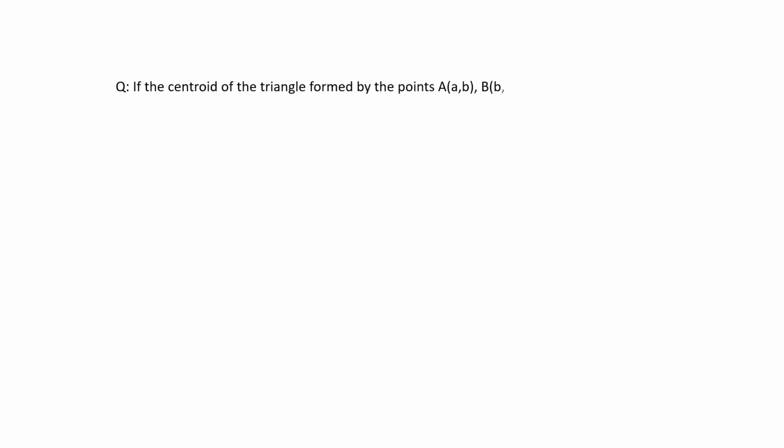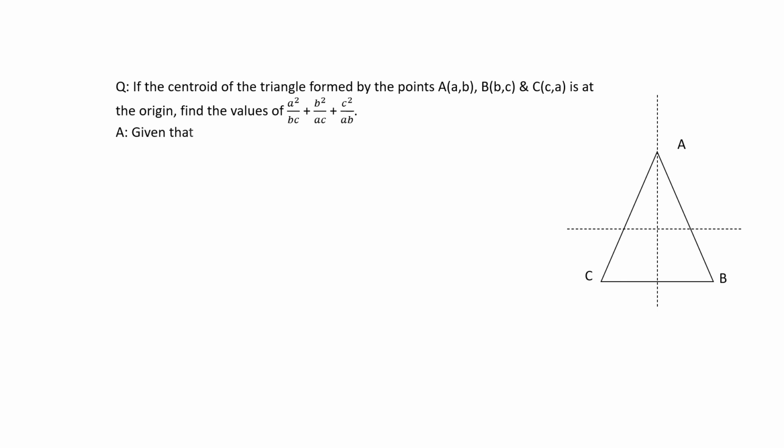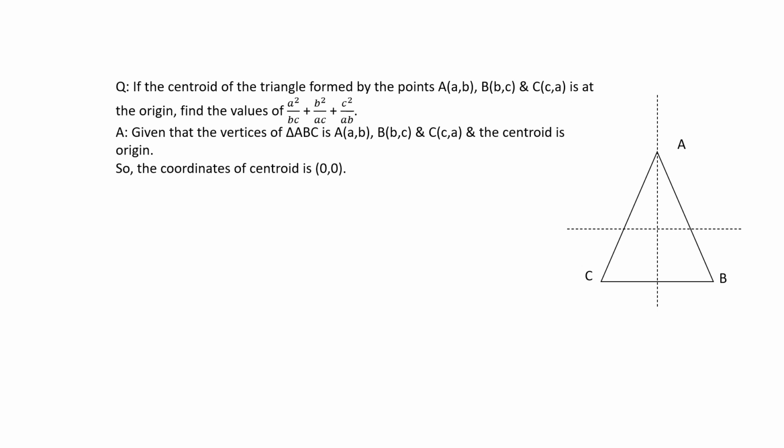If the centroid of the triangle formed by the points (a, b), (b, c) and (c, a) is at the origin, find the value of a square by bc plus b square by ac plus c square by ab. So the vertices of the triangle are given, that is (a, b), (b, c) and (c, a), and the centroid is the origin. That means the coordinates of the centroid is (0, 0).